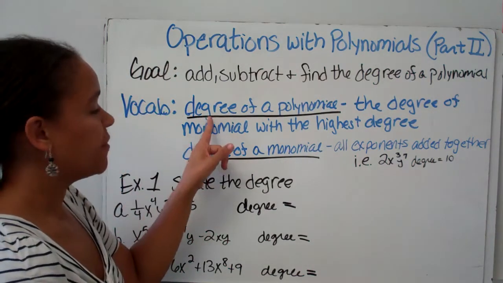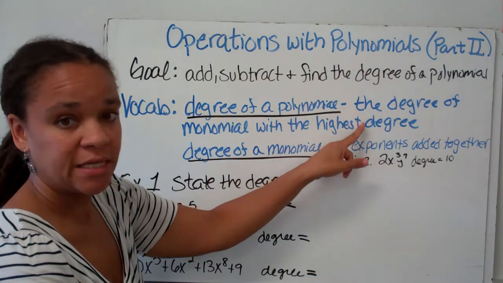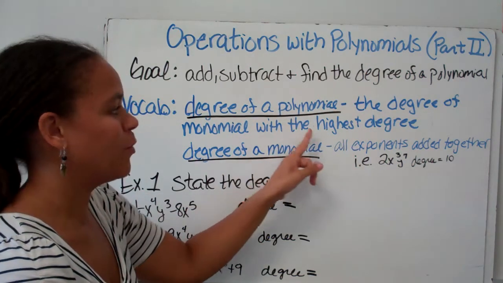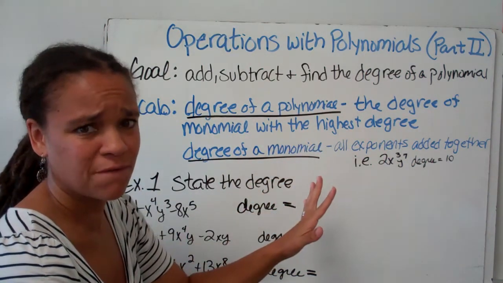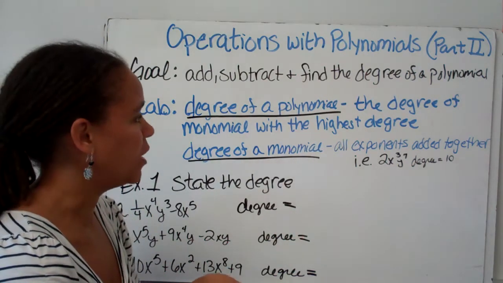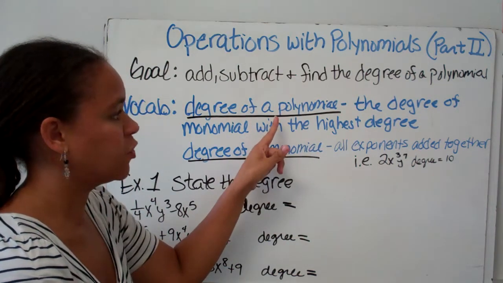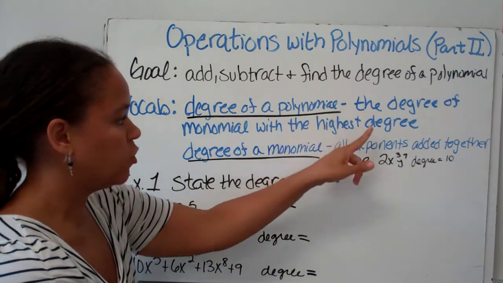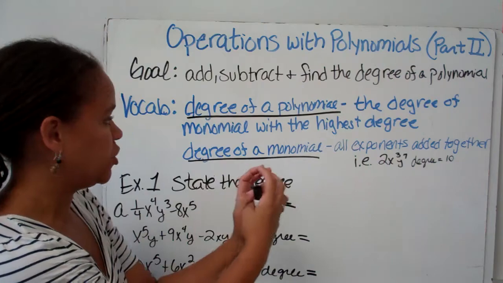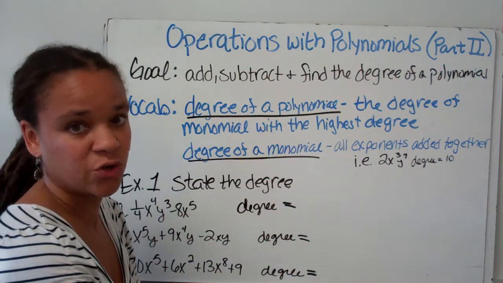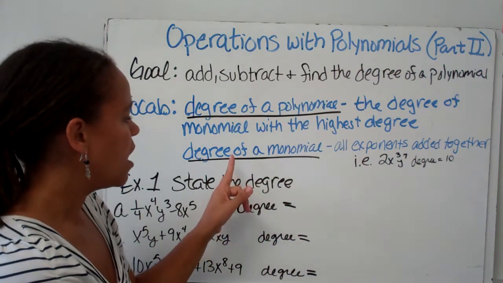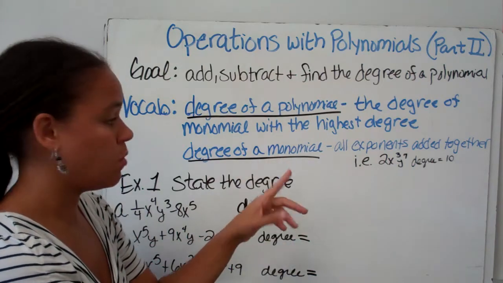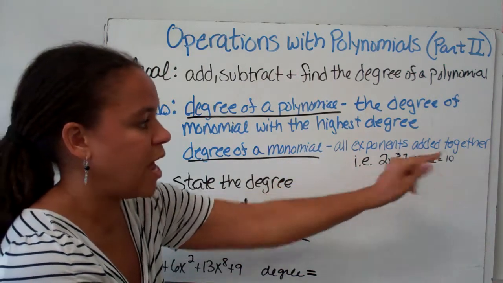Quick vocab: the degree of a polynomial is the degree of the monomial with the highest degree. I know that sounds a little confusing. Don't worry, we're going to work through it. But just remember, if you're trying to find the degree of a polynomial, which is many things added together, you look at each individual monomial, and the one that has the highest degree is the degree of the polynomial. And to find the degree of those individual monomials, all the exponents are added together.